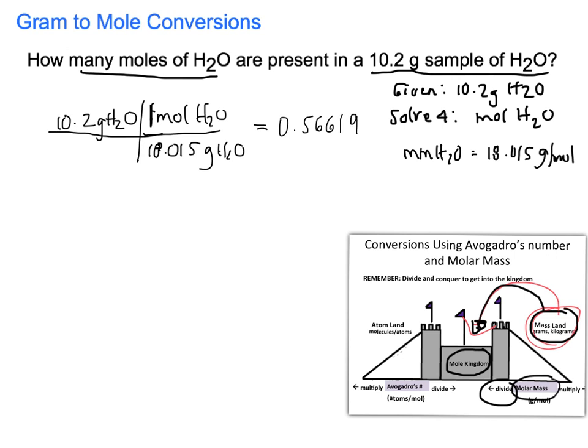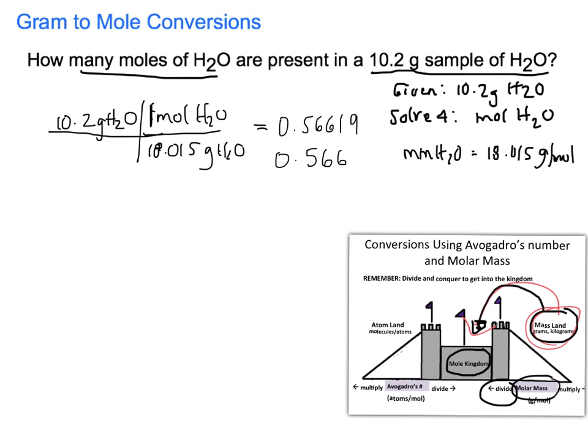0.56619. Now, our answer is going to have to be dictated by the number in the calculation with the least number of significant figures because we're doing division. So in this case, 10.2 is our number with the least number of significant figures, and that has a total of 3. So our answer here should have 3 significant figures. Remember, leading zeros are never significant.